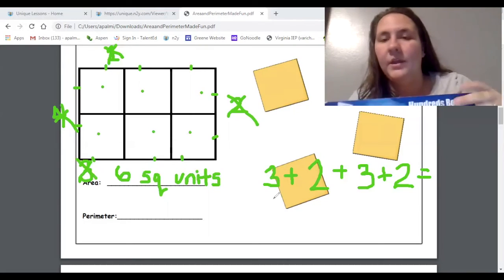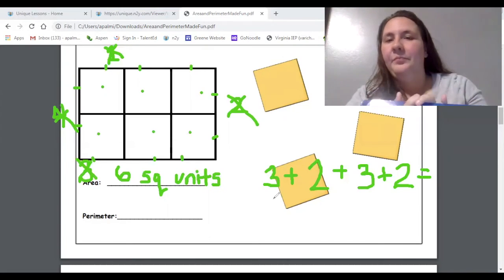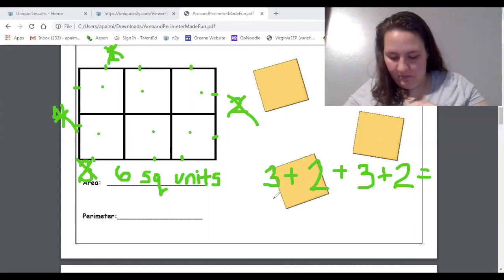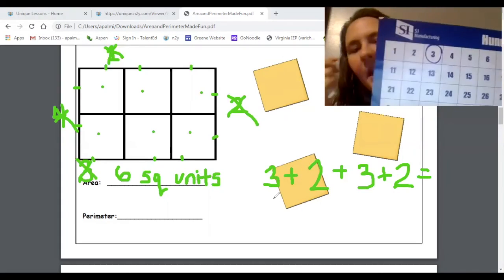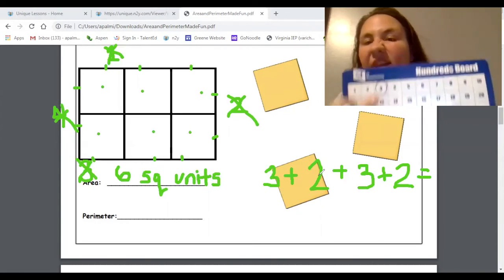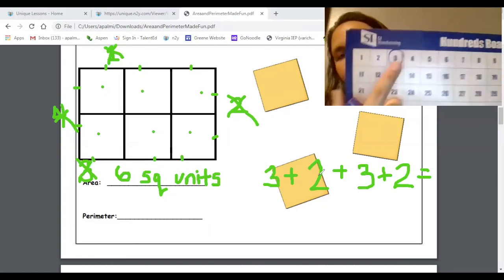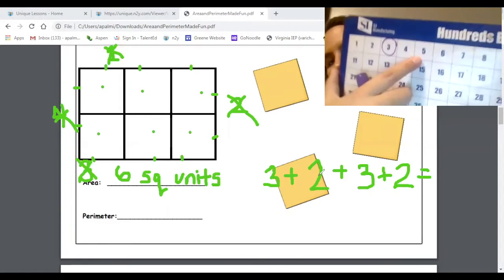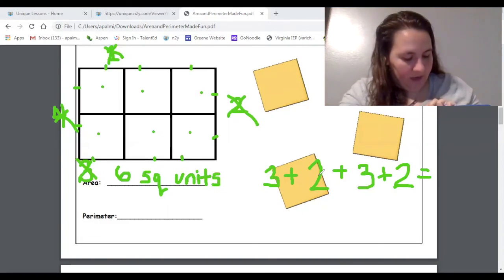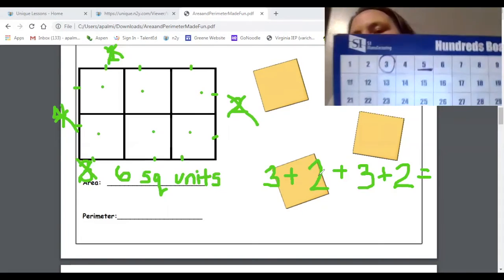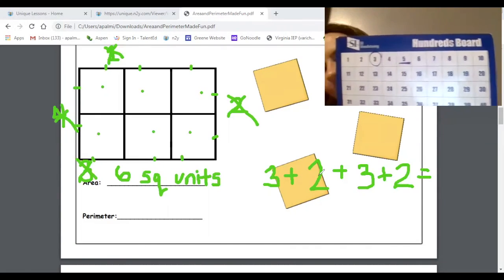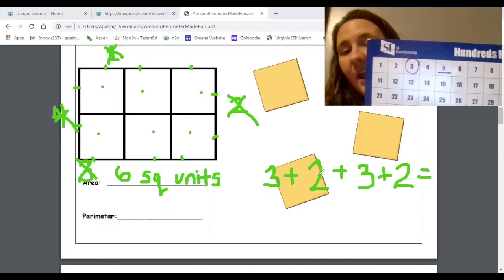Good, I start on 3, so I'm going to circle the 3. Then I need to add how many? What's my number here? Very good, I need to count 2. So I start at 3 and I count 2. 1, 2. What number did I land on? 5. Good, I'm going to underline it because that's where I landed. And am I done or do I need to count more? Yeah, I only have 2 spots, so I don't have all 4 sides, so I need to count more.